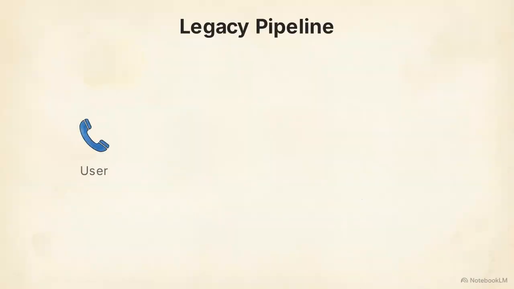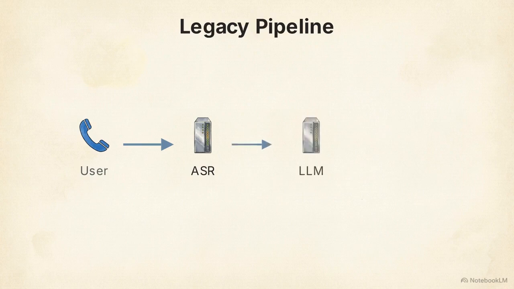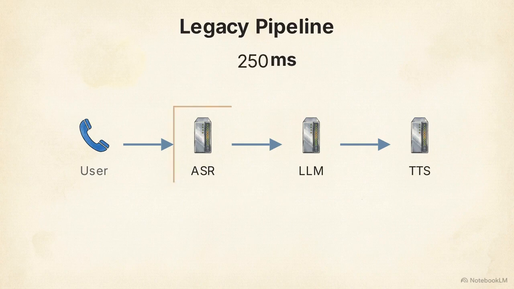Legacy voice AI pipelines mathematically guarantee this failure because they rely on 3 sequential steps. First, automatic speech recognition, or ASR, transcribes the user's audio into text. Next, a large language model, or LLM, generates a text-based reply. Finally, text-to-speech, or TTS, synthesizes that text back into audio. The physics of this pipeline are entirely unforgiving.